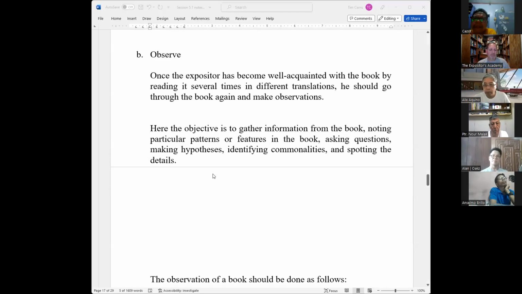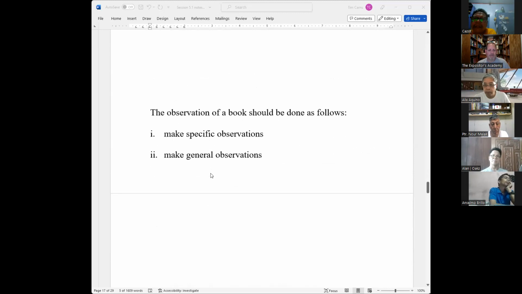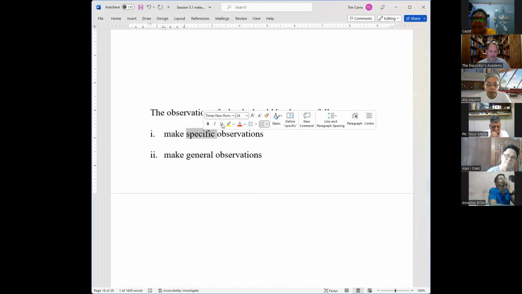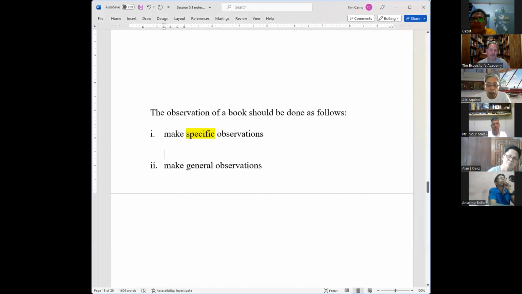Now, to make observations, there are two kinds that I want you to remember. The first is making specific observations, that is, there are specific things to look for. And then the second is the general observations.